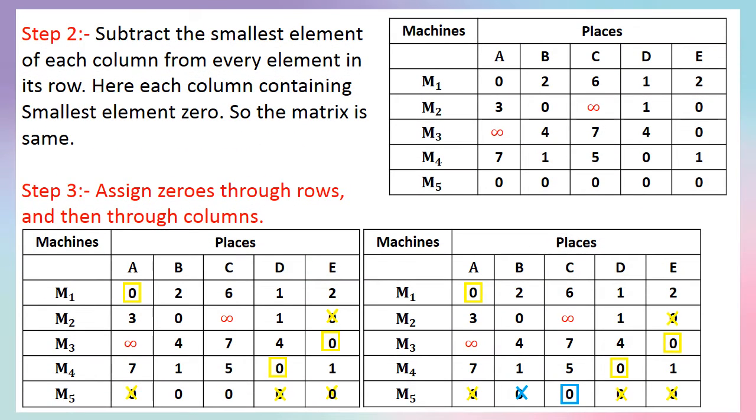Next step is to subtract the smallest element from each column. And we can notice that here each column has the smallest element 0, so there is no change in the matrix obtained in the previous step.